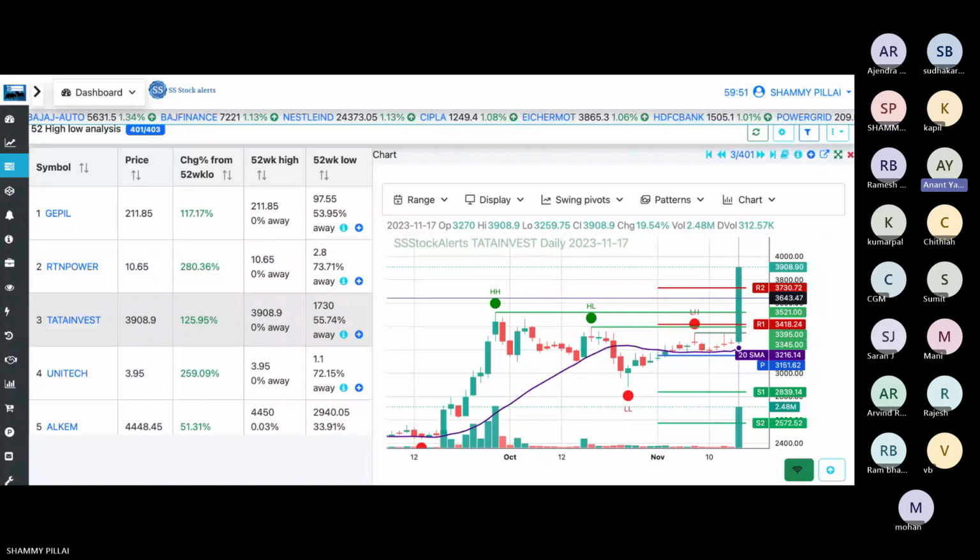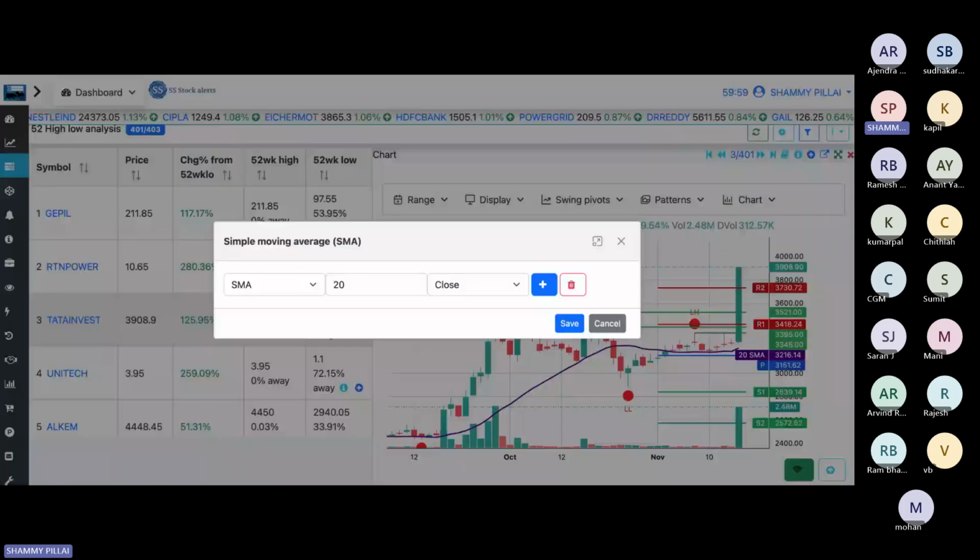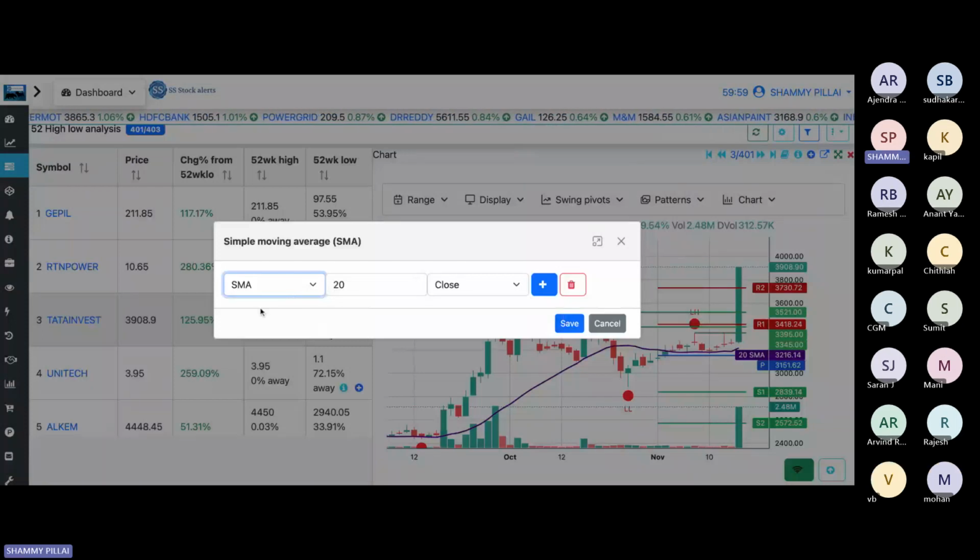Shammi bro, can you show me that 20 moving average again, how to put it? So go to the display, SMA, and have this 20 MA, close, save. So right now we have only SMA. Sudha bro is going to add EMA also, so that we can have exponential moving average, which is a little more sensitive than SMA. Any doubt in how to add SMA? SMA 20, save. That's it.